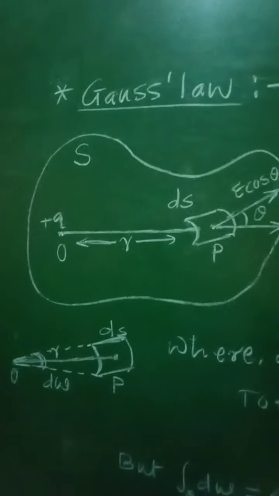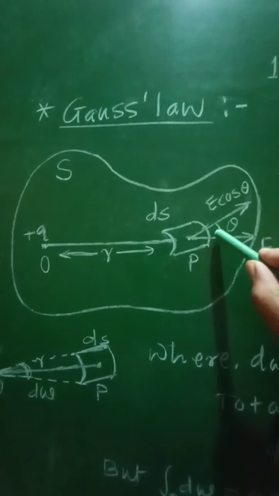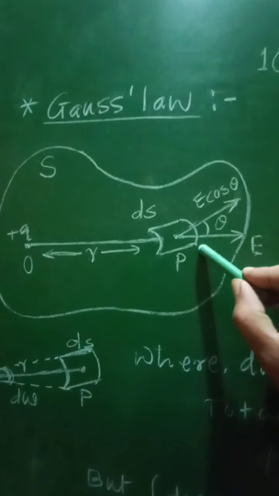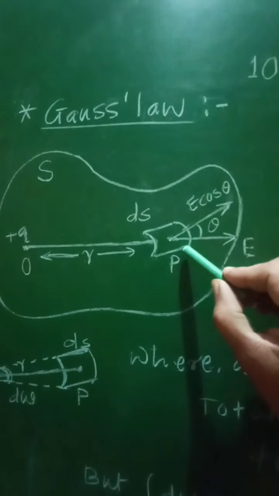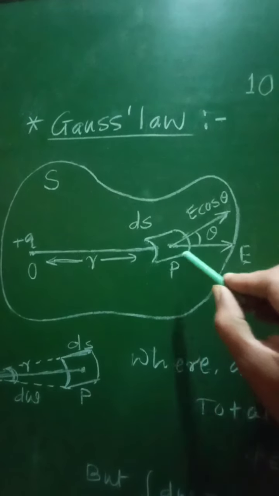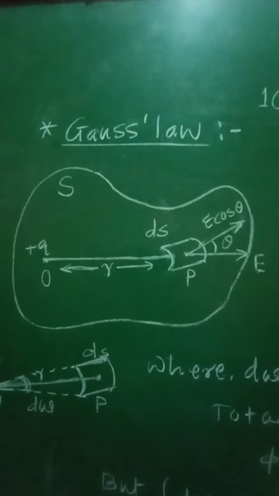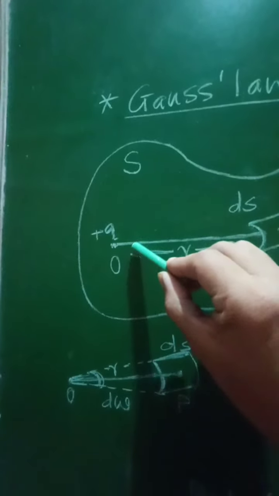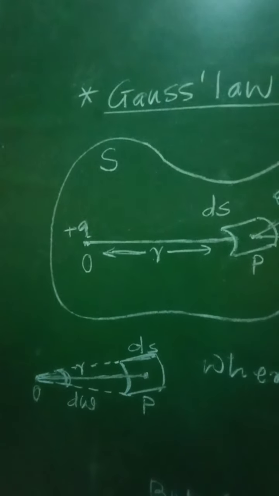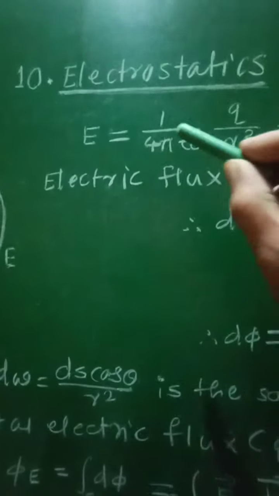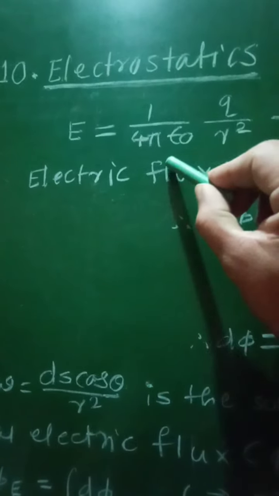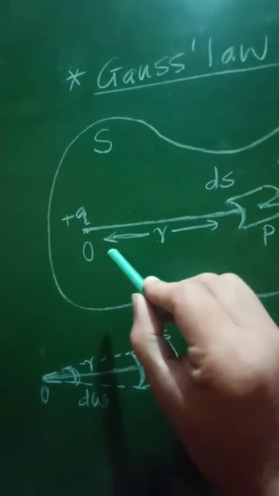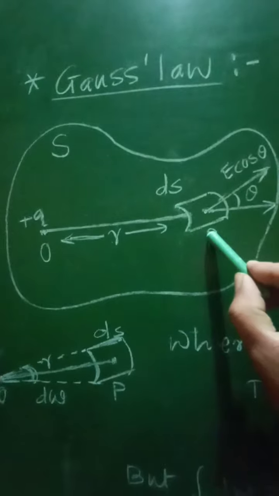Then let ds be a very small area of that whole surface S, which is situated at point P. Then the magnitude of electric field intensity at this point P due to this plus Q charge situated at point O is given by the equation E equal to 1 upon 4 pi epsilon 0 Q by R square, where R is the distance between the 2 points O and P.